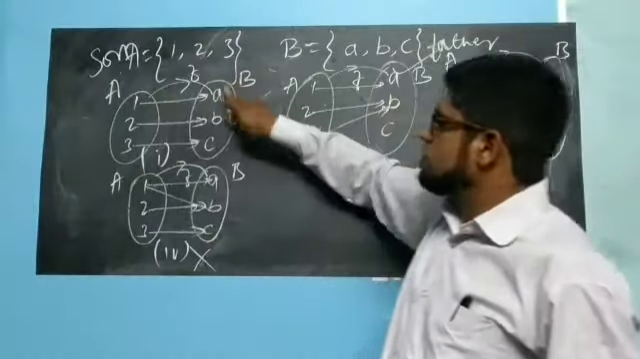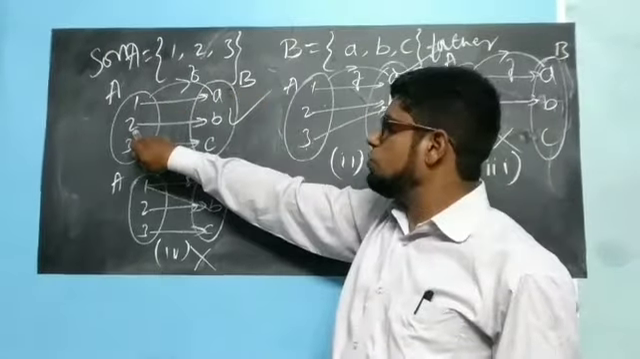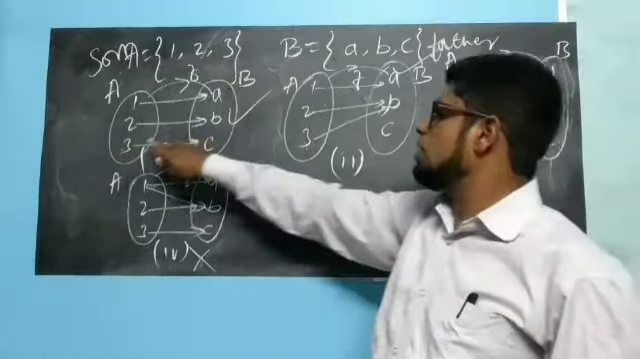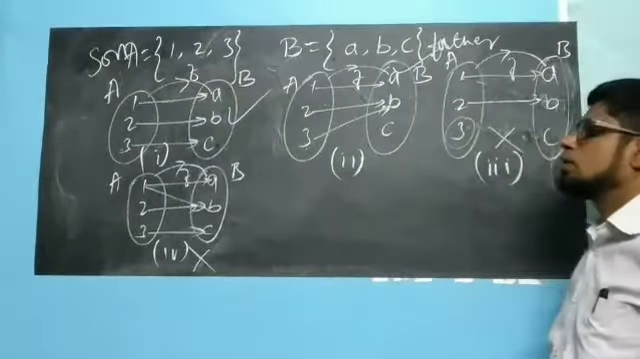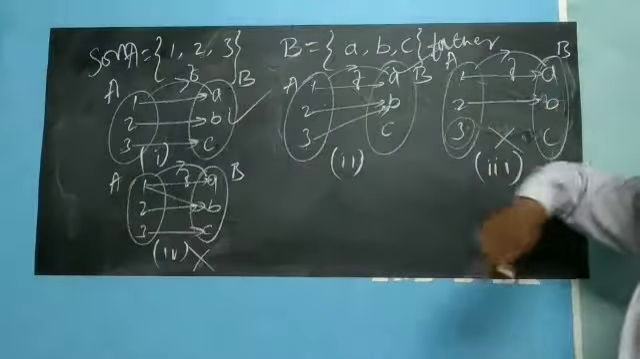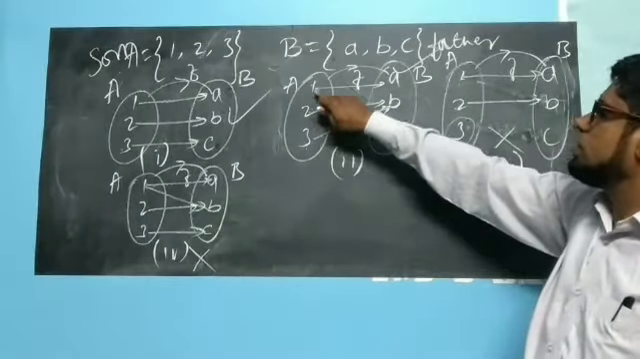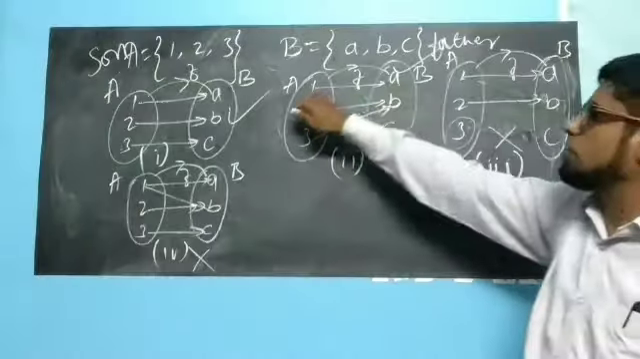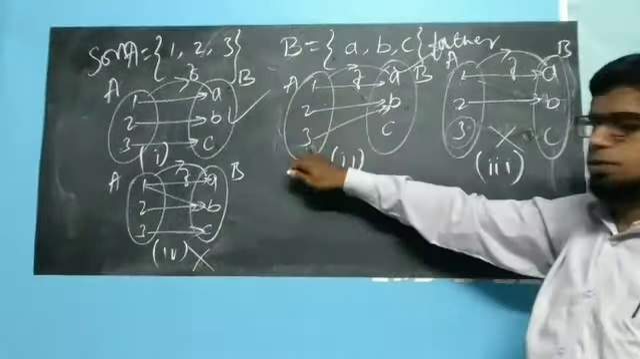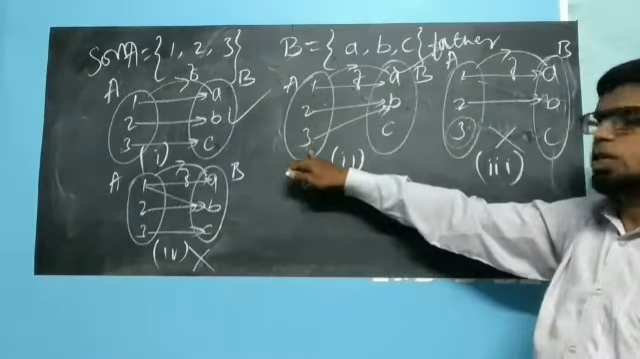Son 1, his father is A. Son 2, father is B. Son 3 is son of C. So yes, it is a function, so we can declare it is a function. Next, here, A is a father of 1. Yes. B is father of 2 children, 2 sons, 2 and 3. It is possible.